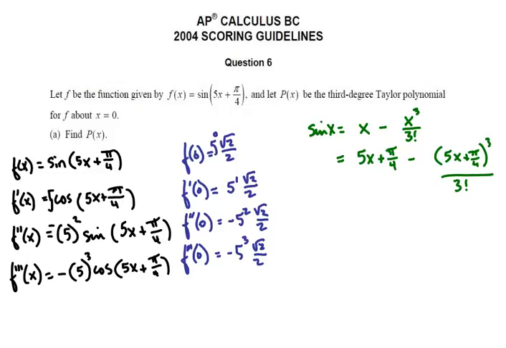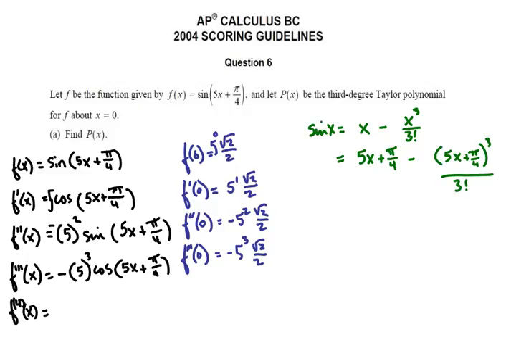And you can see that the first one, we could assume that that's 5 to the 0 times root 2 over 2. The second one, 5 to the first, root 2 over 2. Third one, negative 5 squared root 2 over 2. Third derivative, negative 5 cubed root 2 over 2. So this one has an odd type of alternating pattern. It's positive, positive, negative, negative. We would assume that the next one would be positive. So let's just go ahead and calculate that, just to see.